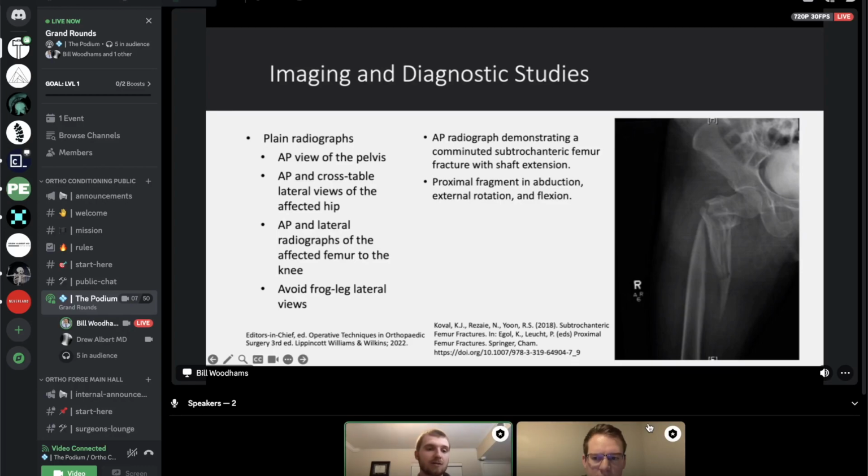Along with that, you're going to avoid the frog leg lateral views. This is mostly due to pain. It's going to cause excruciating pain if you do that.